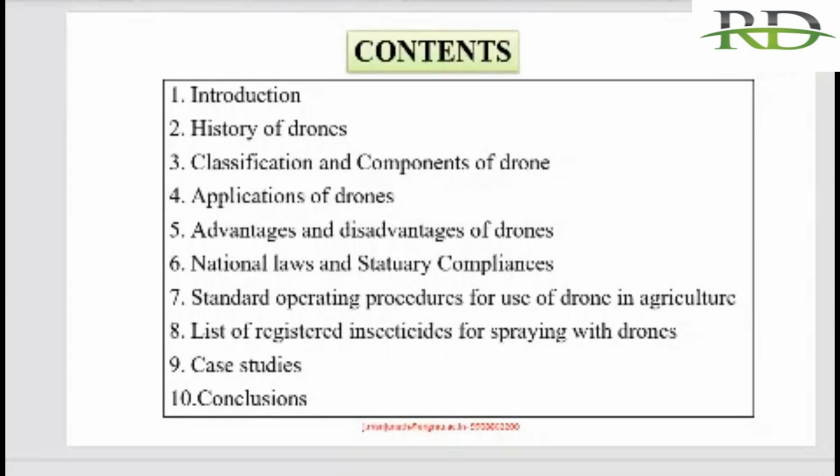First, the introduction and history of drones, their classification and components, applications of drones, and advantages and disadvantages of drones. Then the national laws present for drone technology, and also the SOPs we developed in drone technology at our university, a list of registered chemicals, and also some case studies. And finally, I am going to discuss conclusions in this chapter.